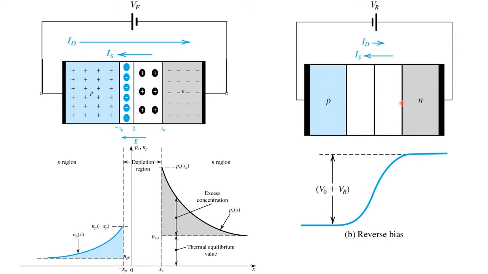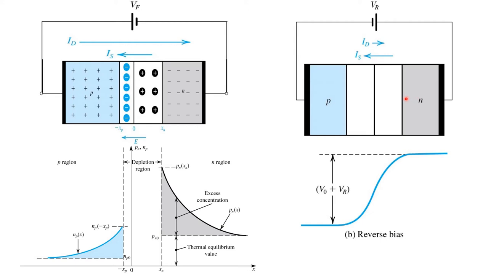It arises because any minority carriers that arrive at the edge of the depletion region are swept across the depletion region by the electric field to the opposing terminal and show up as a reverse current. So excess minority holes that arrive here are swept by the electric field to this terminal. Excess minority electrons that arrive here from the p-type region are swept over here. So electrons flowing from left to right, and holes flowing from right to left give rise to a net positive current flowing in the reverse direction through the p-n junction.